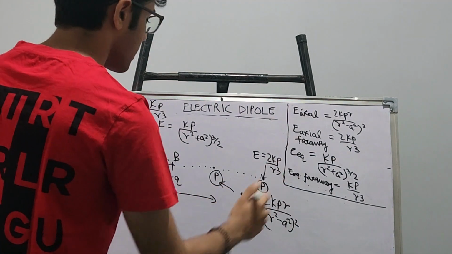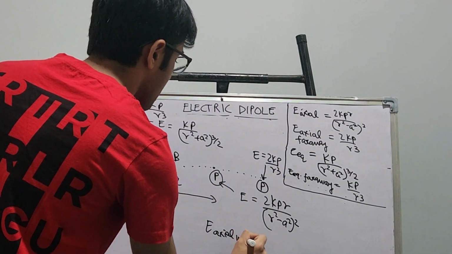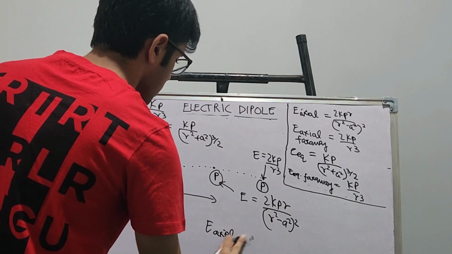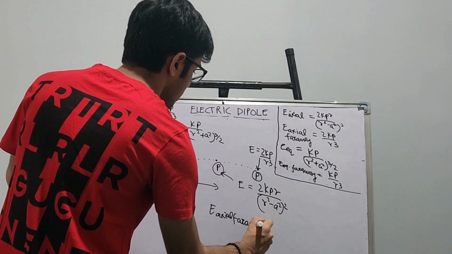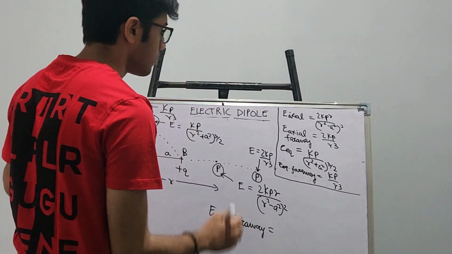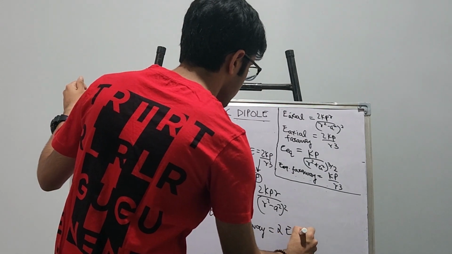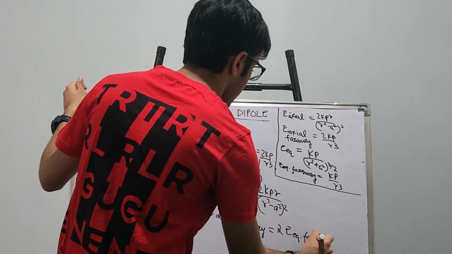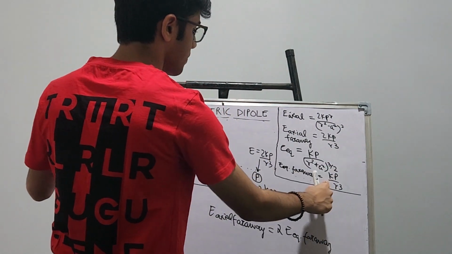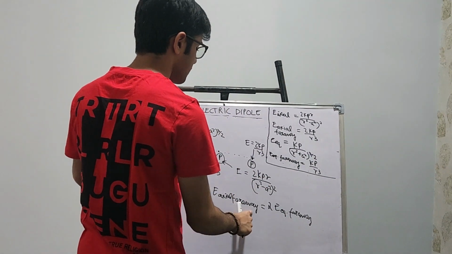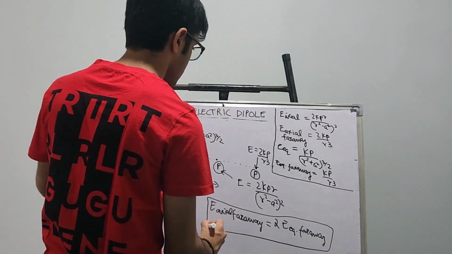We can also see that E axial far away is equal to twice E equatorial far away. 2 kp upon r cube and kp upon r cube. So E axial far away is twice of E equatorial far away.